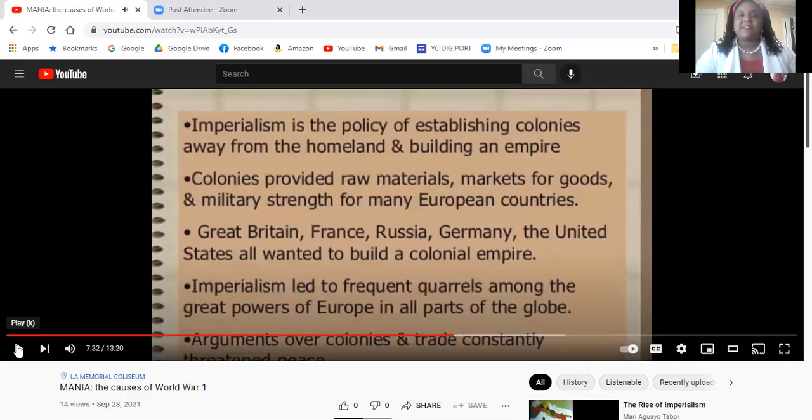Okay, so imperialism is the policy of establishing colonies away from the homeland and building an empire. Colonies provided raw materials, markets for goods, and military strength for many European countries. Great Britain, France, Russia, Germany, and the United States all wanted to build a colonial empire. Imperialism led to frequent quarrels among the great powers of Europe in all parts of the globe. Arguments over colonies and trade constantly threatened peace.